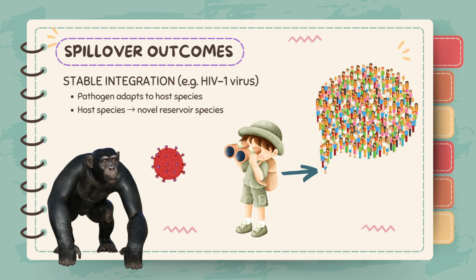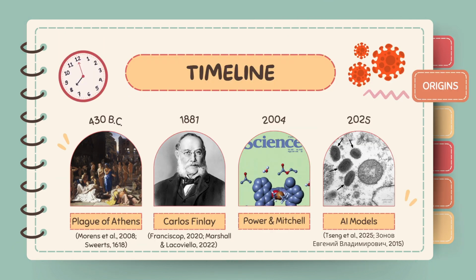Thirdly, there can be stable integration of the pathogen within the host species. The pathogen adapts well to the immune defenses of the host, and the host species becomes a new stable reservoir species. For example, the HIV-1 virus, which came from chimpanzees, has spread all over the global human population and has killed millions. Pathogen spillovers have occurred all throughout history.